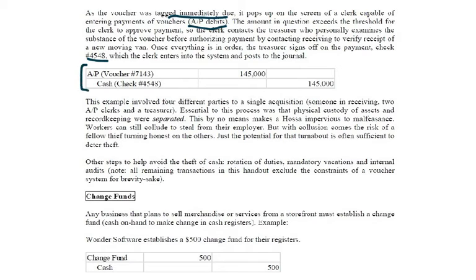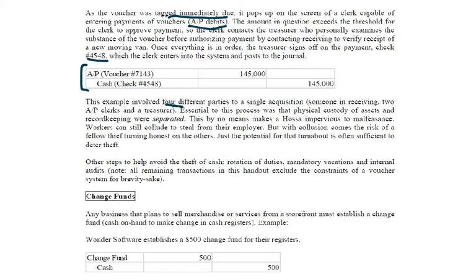So this is what the clerk's going to enter. So accounts payable, what was the voucher number? 7143 for 145, and then cash credit for check number 4548 for the same amount. So look what happened here.